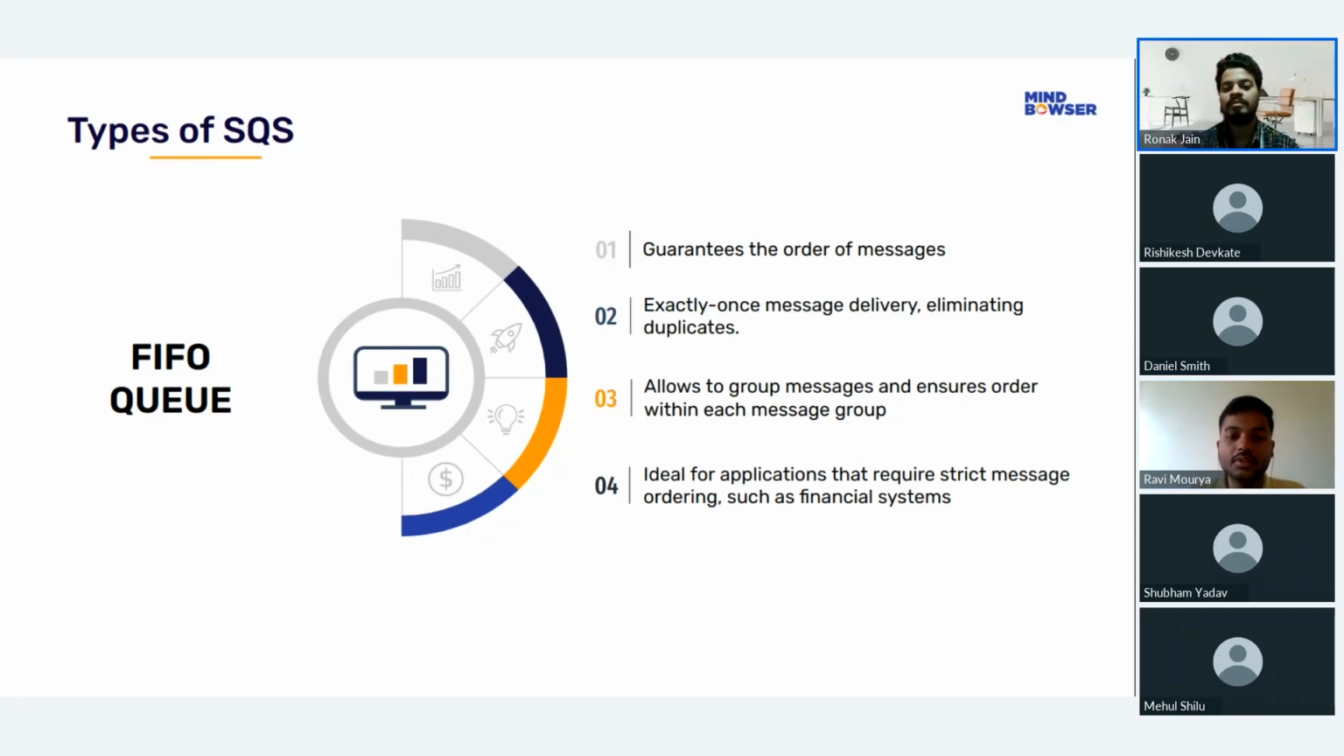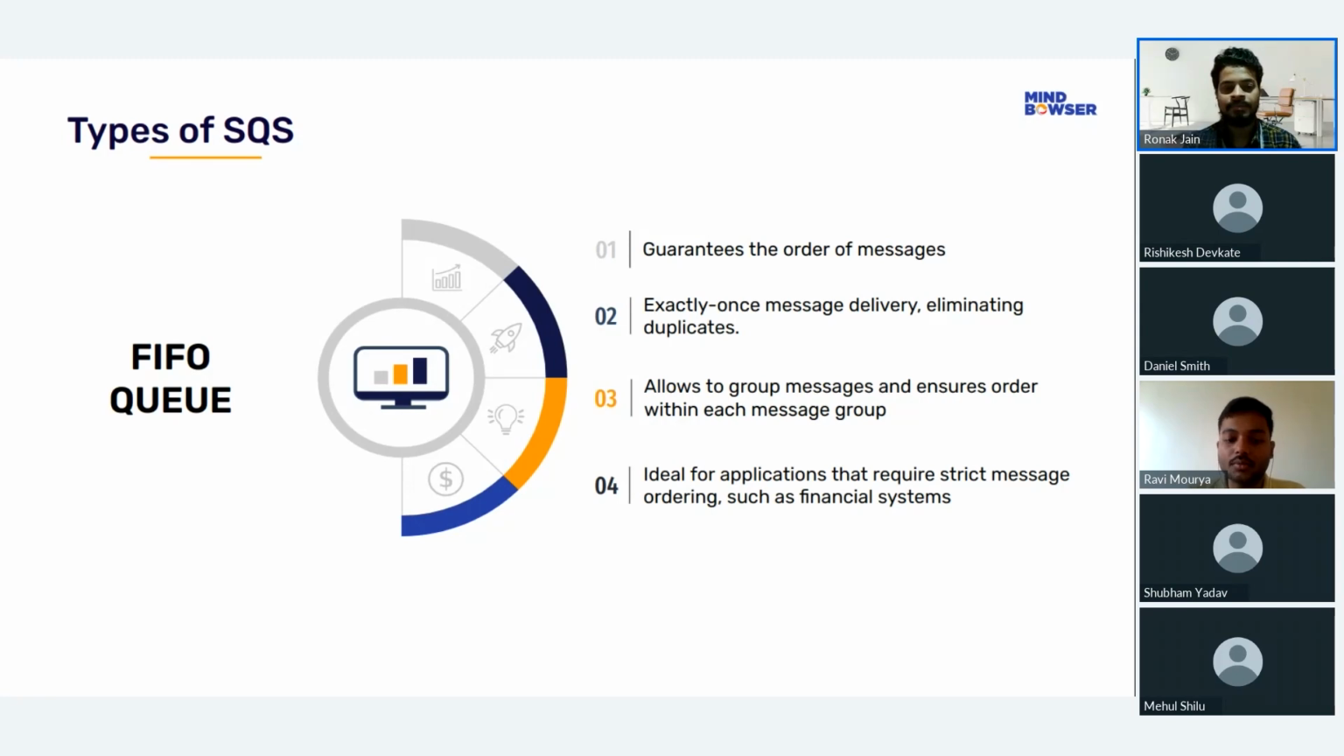And it also provides an extra feature: we can group messages and send them in a batch. A batch can contain up to 10 messages, and the order of messages within the batch is also maintained. It is slightly costlier because it offers some extra features, and it is more reliable than the standard queue.